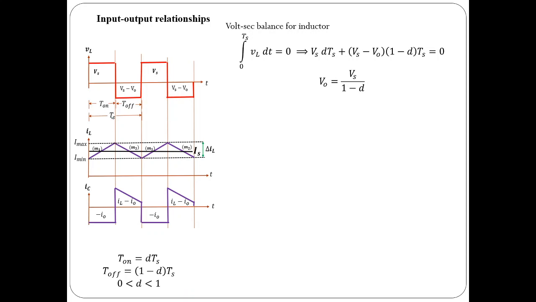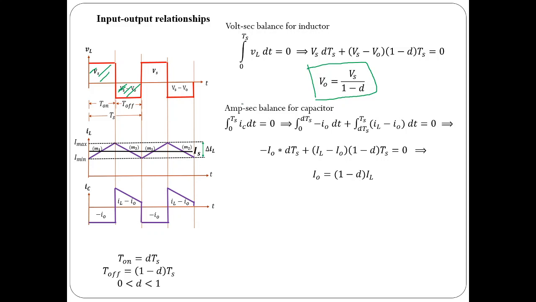According to volt-second balance, the area under the voltage across the inductor for one complete switching period is equal to 0. So what is that? That is this area plus the area during the off period. This area is Vs into T on, that is Vs into dTs. And this area is Vs minus V naught into 1 minus d into Ts. So that is equal to 0. If you simplify this equation, you get the relation between input voltage and output voltage. Output voltage is equal to input voltage by 1 minus d. So this is the relation between input voltage and output voltage for the boost converter in continuous current mode operation.